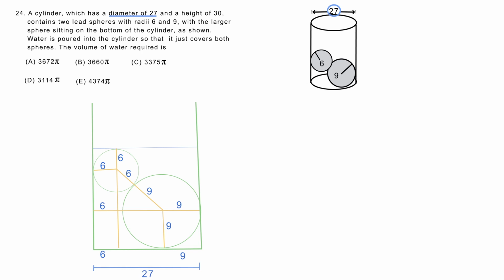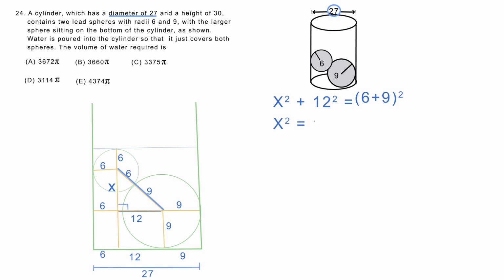So this segment will be 27 minus 6 minus 9, which is 12. Okay? And therefore that distance is also 12. And this distance from top to bottom, that distance I don't know yet, so I will call x. And then this is a right triangle. So I can then now use the Pythagorean theorem to figure out x. So we have x squared plus 12 squared is equal to the hypotenuse squared, and the length of the hypotenuse is 6 plus 9, all squared. It's basically the two radii added together.